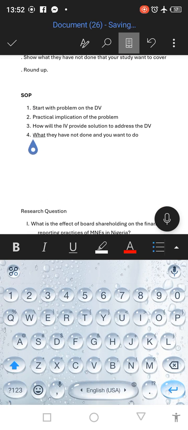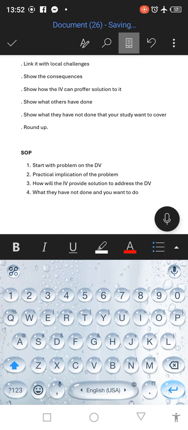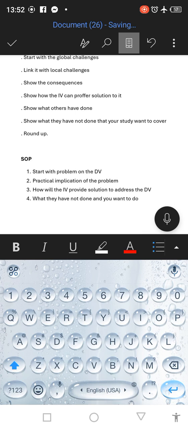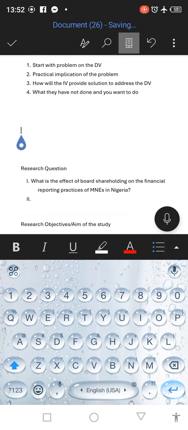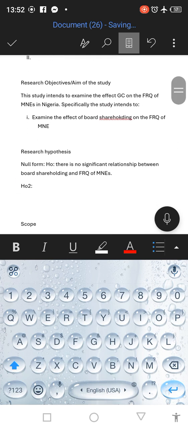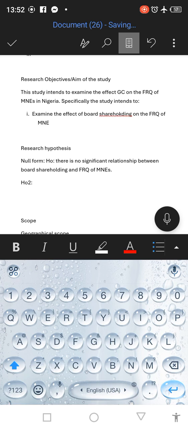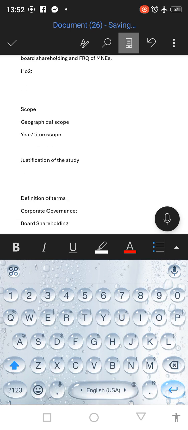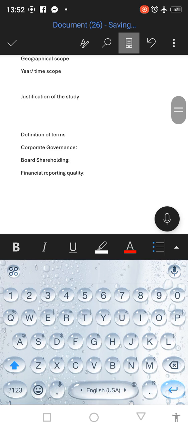So remember the structure: introduction or background to the study, then your statement of the problem, then your research questions, research objectives or aim of the study, depending on the way you use it in your institution. Then research hypotheses, your scope, justification of the study, and definition of terms. So this is the structure of your chapter 1.